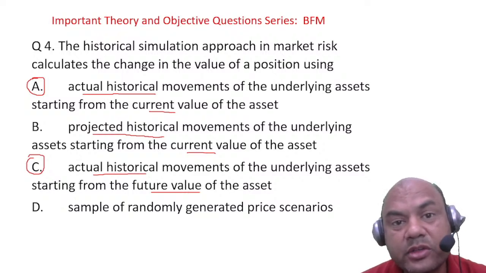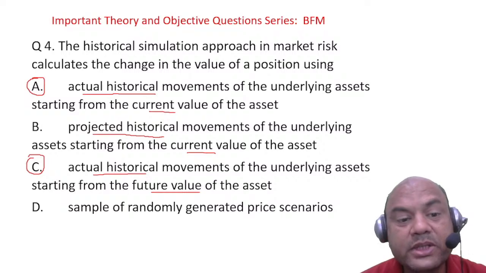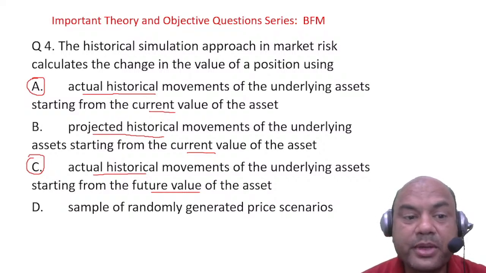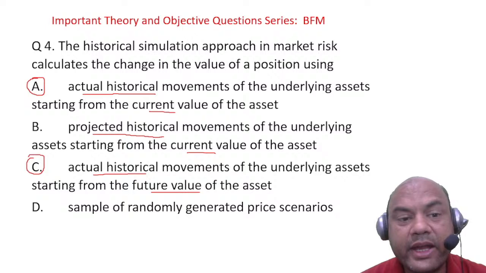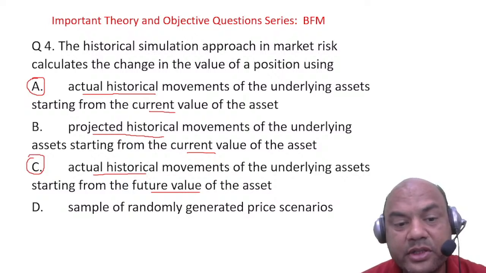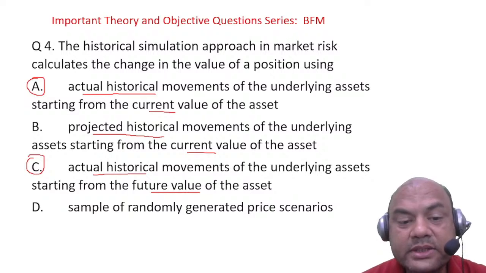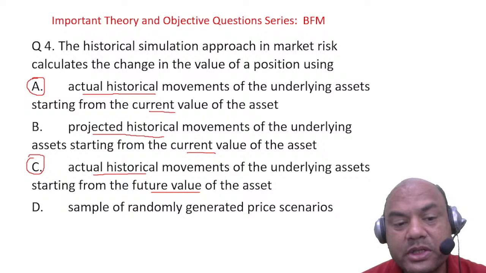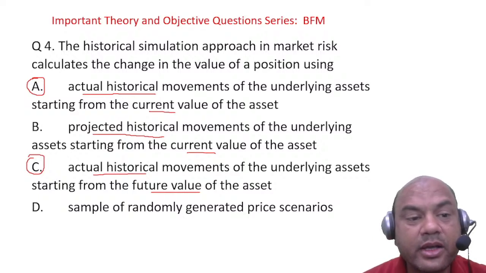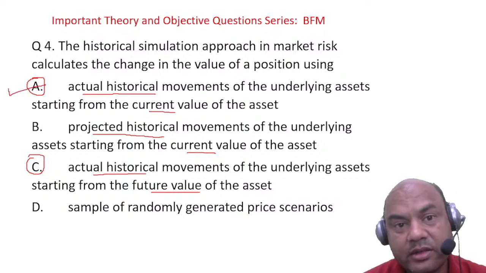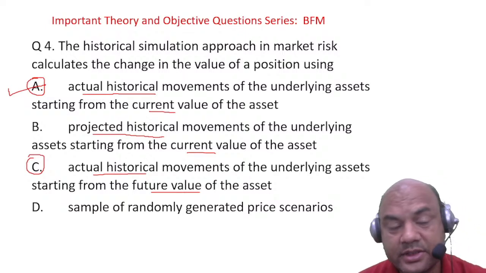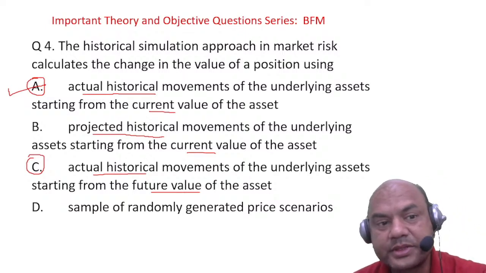Historical movements are actual movements where we have seen the actual thing. You can't project history, right? So B is also gone. Now A and C: actual historical movements based on the current value, and actual historical movement based on the future value. How can I start from the future value? I don't know the future. So the correct answer over here becomes A. A is the answer. Okay, next one.